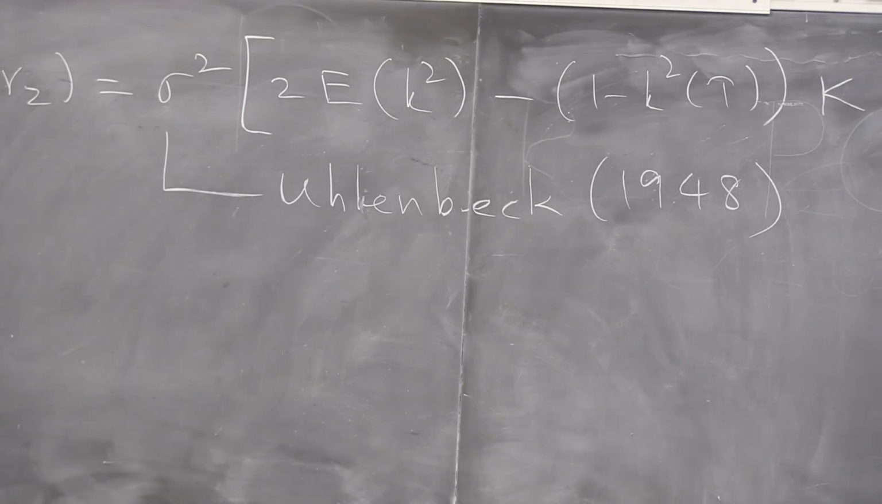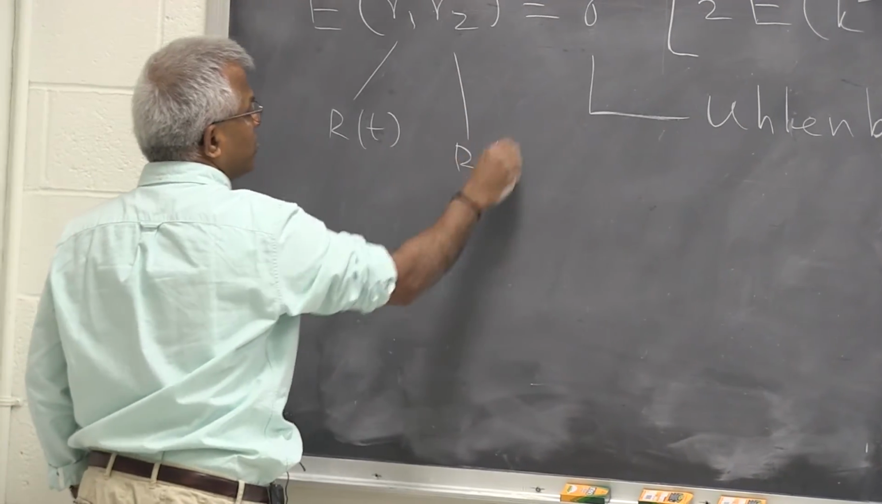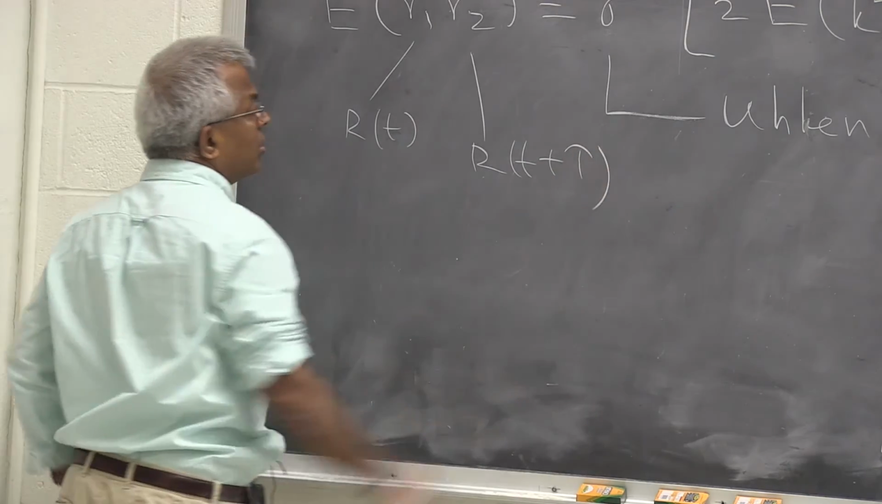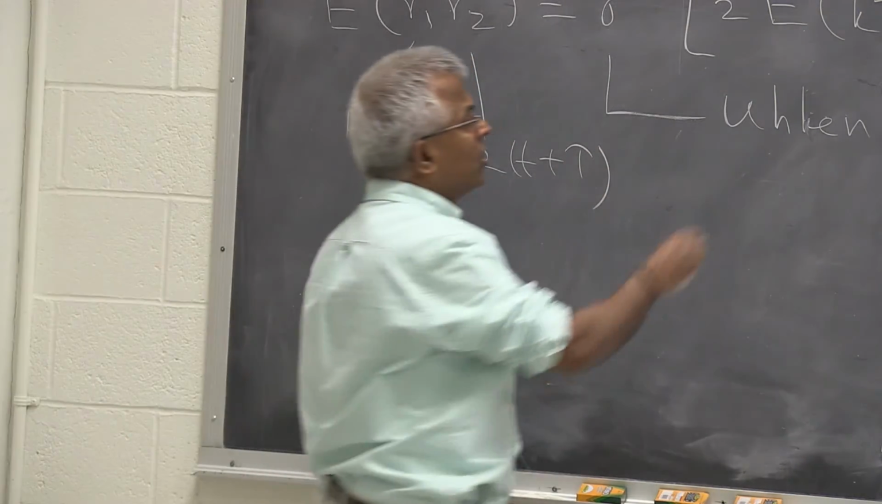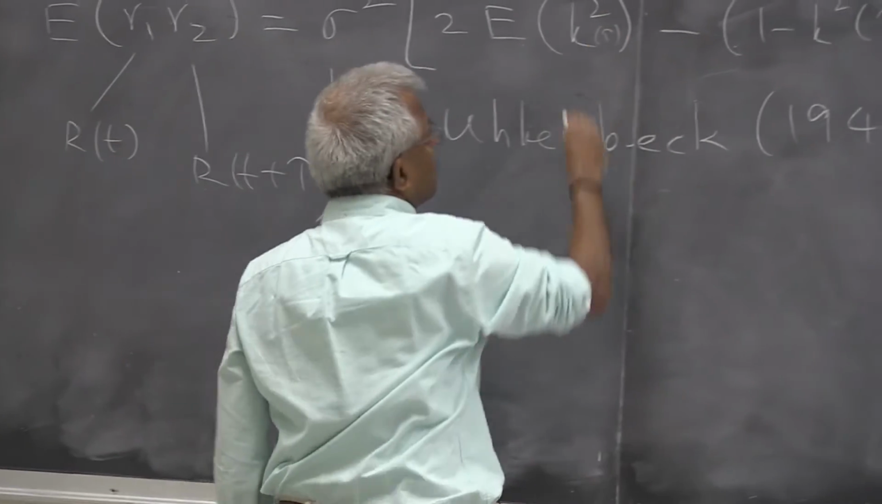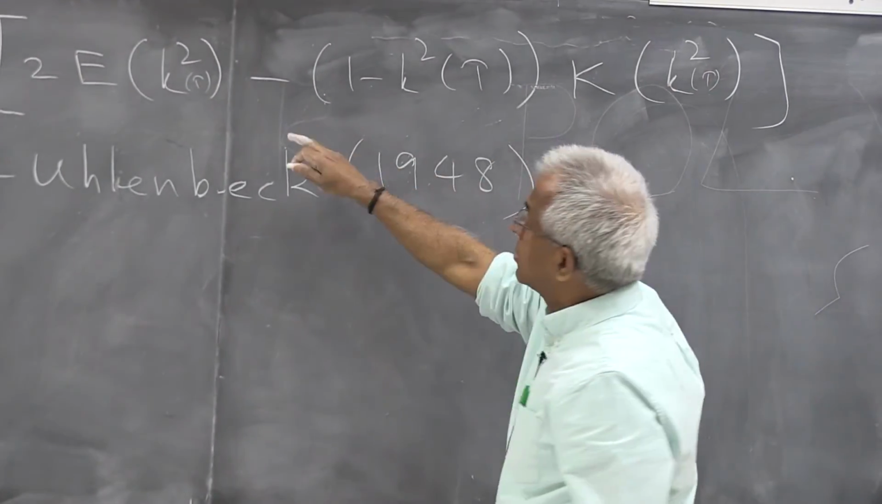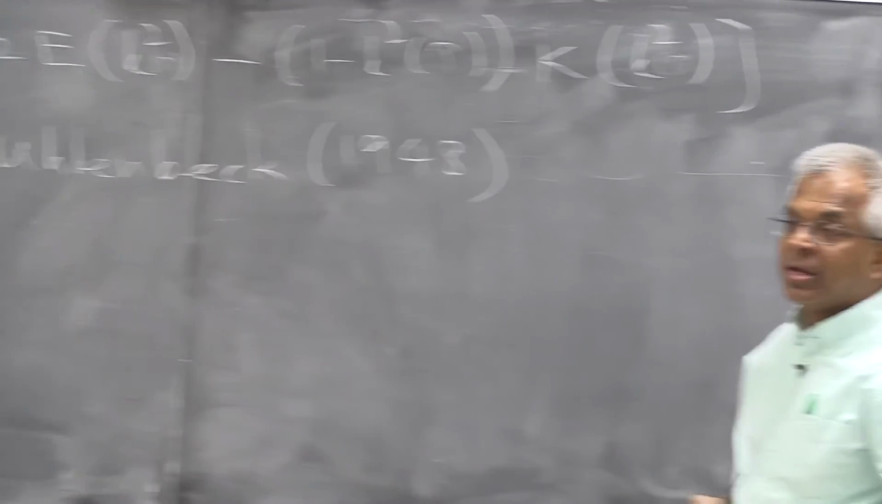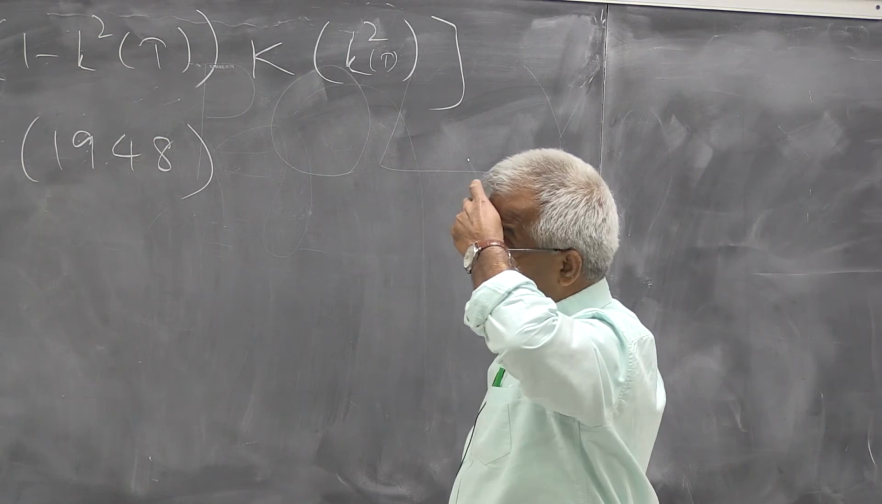So remember, R1 is R of t, this is R of t plus tau. Of course this is coming from a Gaussian stationary process. The whole thing is in terms of tau. And if you want, this is in terms of the first and the second elliptic integrals. Otherwise you have the power series expansion there.